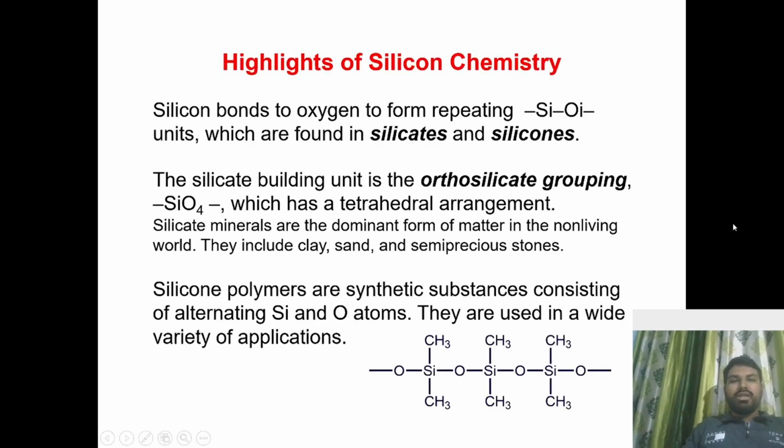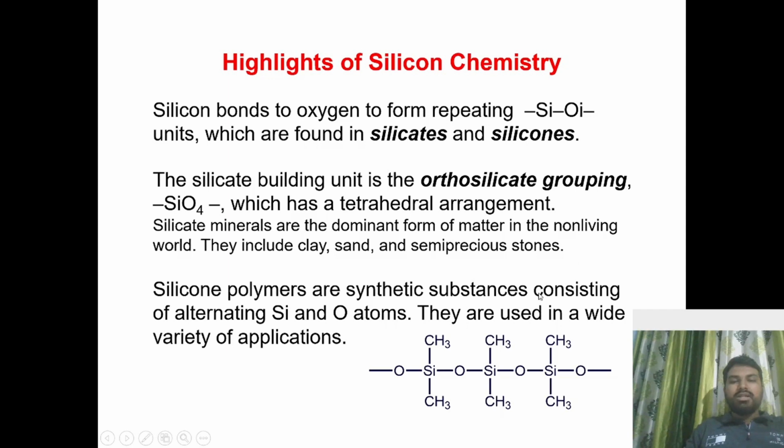Highlights of silicon chemistry. Silicon bonds to oxygen to form repeating Si and O units which are found in silicates and silicones. The silicate building unit is the orthosilicate group, that is SiO4, which has a tetrahedral arrangement. Silicate minerals are the dominant form of matter in the non-living world. They include clay, sand, and semi-precious stones.